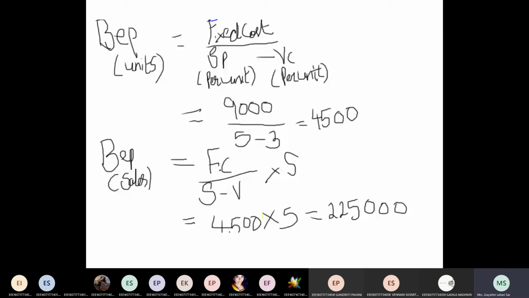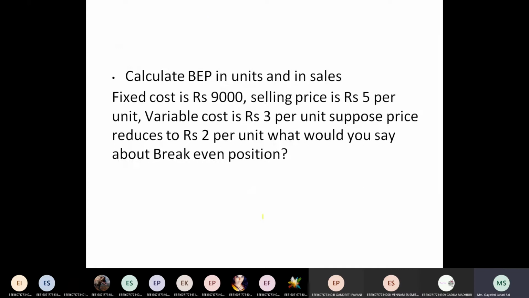Break-even point in terms of unit is equal to fixed cost by sales per unit or selling price per unit minus variable cost per unit. So I just substituted it. Break-even point in terms of sales is FC by S minus V into S. That is the answer.